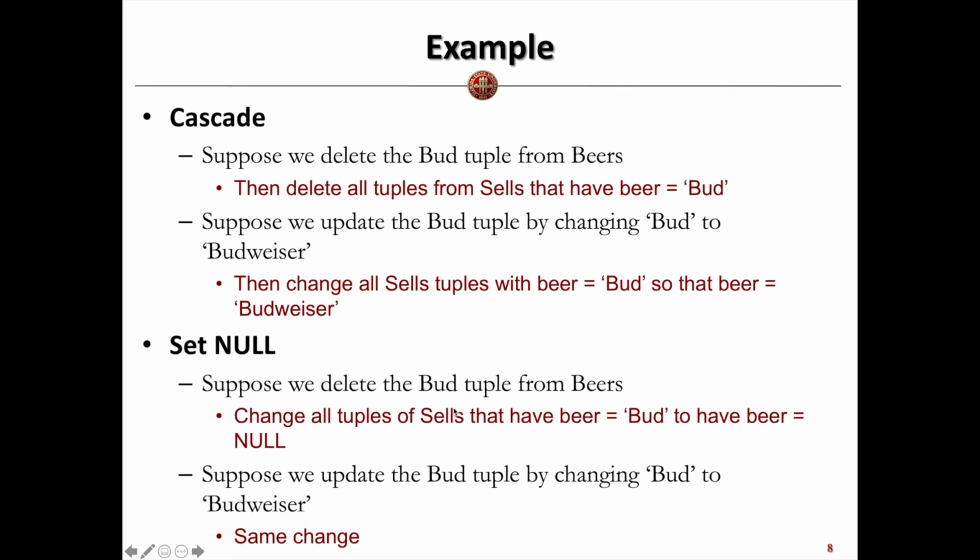If we delete the beers from the beers table, to make sure the beer we refer to is valid, we will change it to null instead. If we update 'but' to the full name, we will make the same change, changing beer equal to 'but' to null instead. These are the examples of actions we can take in responding to the cascading and set null strategies in enforcing these foreign key constraints.